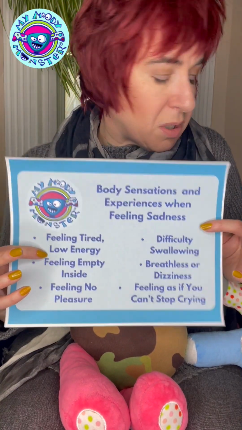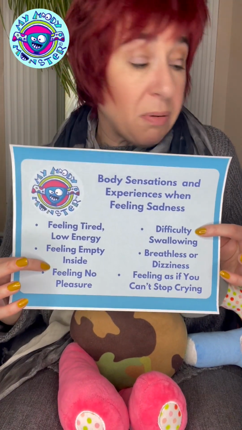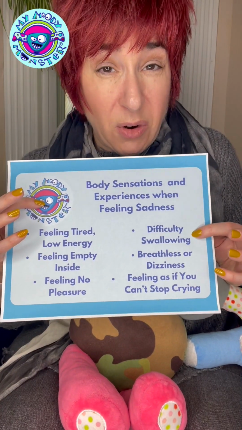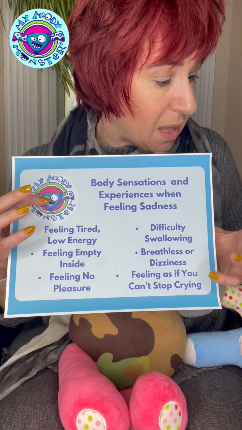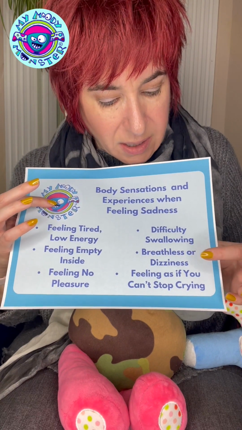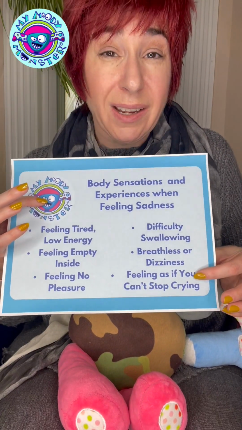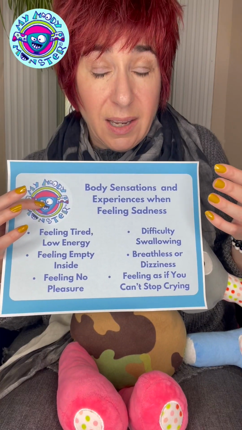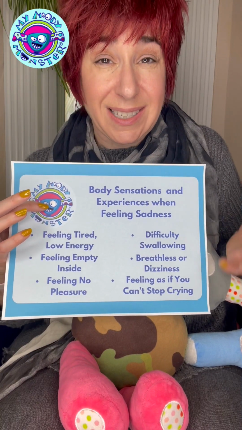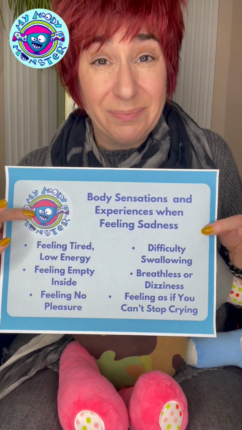Let's see, what are some other words? Sorrow, making you feel empty inside. Feeling no pleasure could be gloomy, right? Difficulty swallowing seems to be a bit more intense, so maybe we would say that would be depression or sorrow. Breathlessness or dizziness, I would say those are pretty intense. And feeling as if you can't stop crying. When you have a body experience such as crying, I think that can give you the hint that it's a pretty intense feeling, right? So these are just some of the body sensations and experiences we can feel when we're sad.